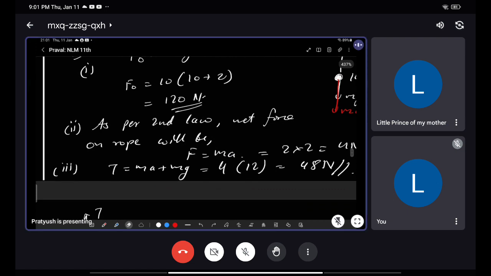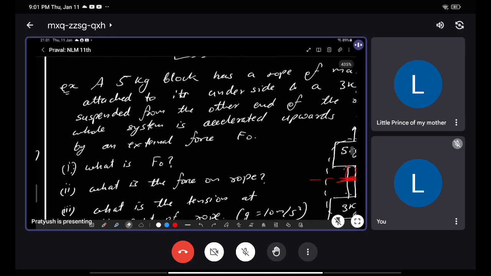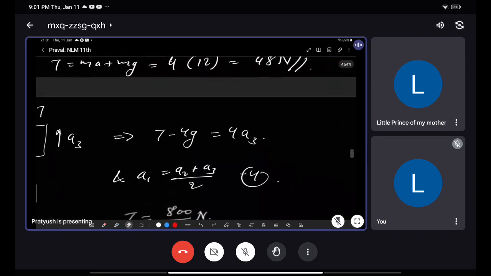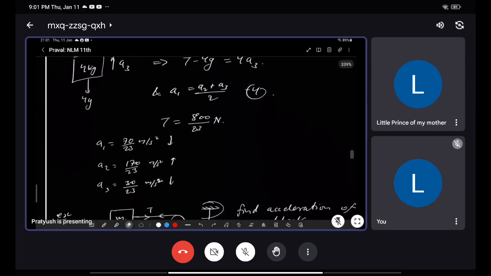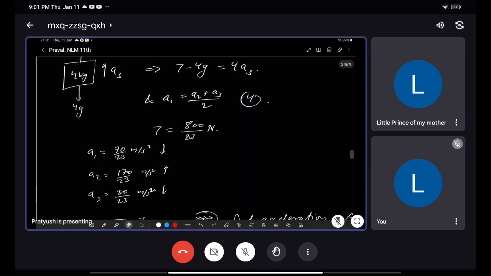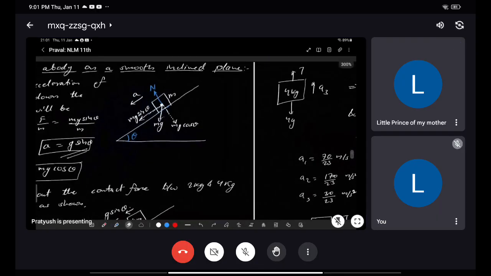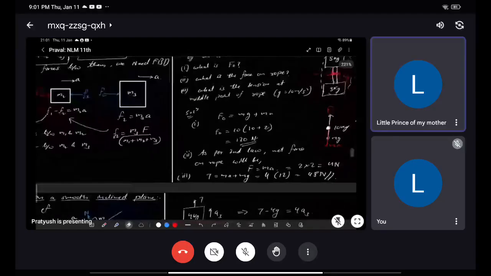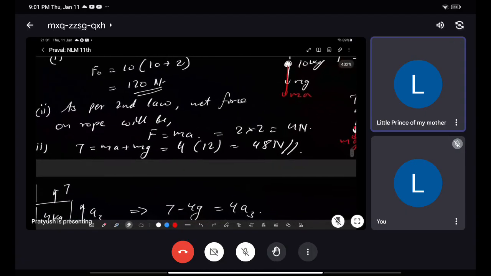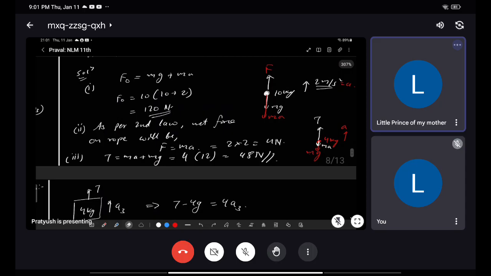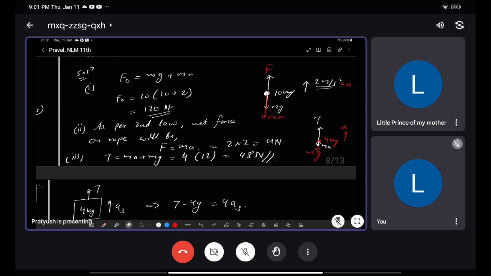Second, what is the force on the rope? How much force must be applied? So got it? Got it?